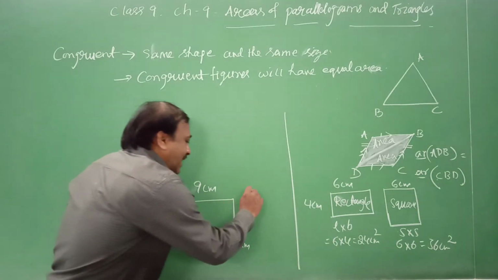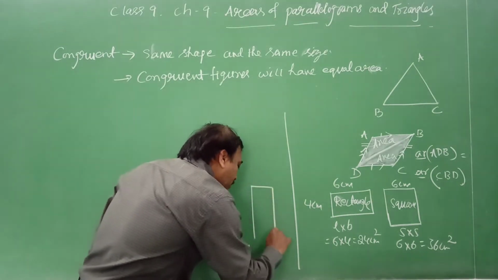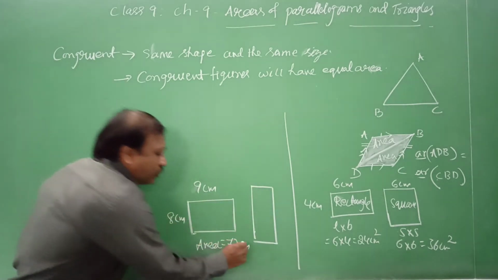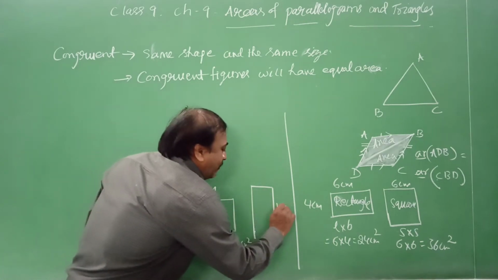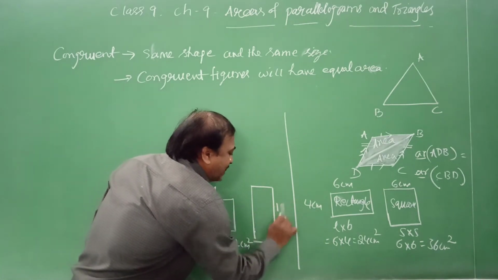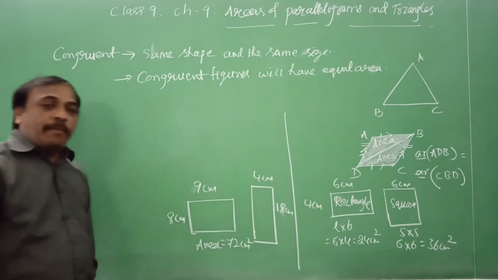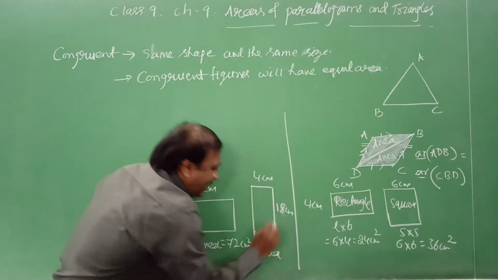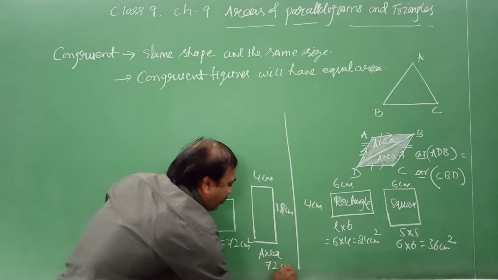See, now I am taking another rectangle. The first one is 9 into 8, 72 centimeters square. Now I am taking another rectangle which has 18 centimeters length and 4 centimeters breadth. So its area is equal to 18 fours are 72 centimeters square.